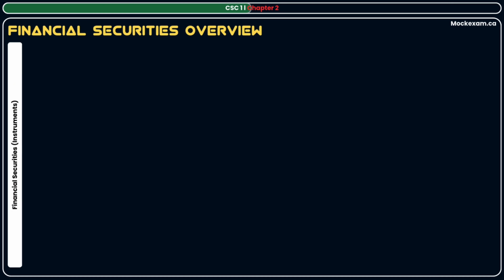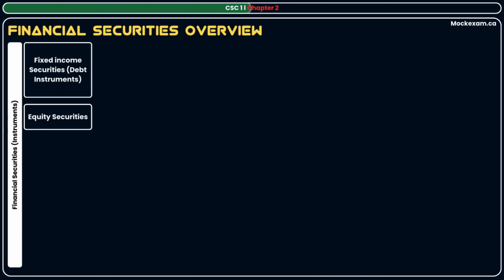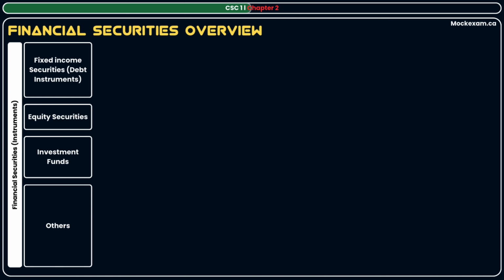There are four different types of financial securities: fixed income, or the other name is debt securities, equity securities, investment funds, and the others. So this others include every other securities that are not categorized in the first three types. Let's get to fixed income securities. They're called fixed income securities because they give you a steady, predictable income over time. It's like getting regular paychecks from your investment.